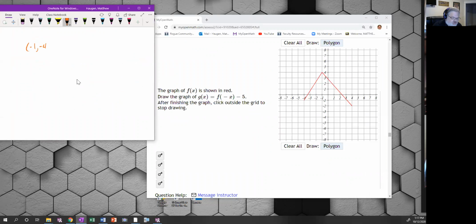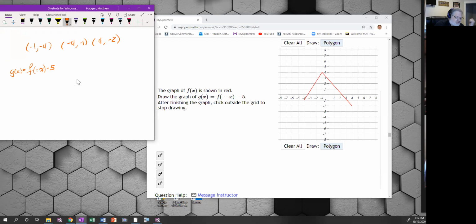-4, -1. That's weird. And the point 4, -2. And just perform that translation to it. Our new function is our old function with a horizontal reflection and a vertical translation by -5.